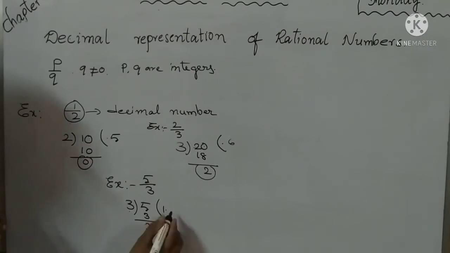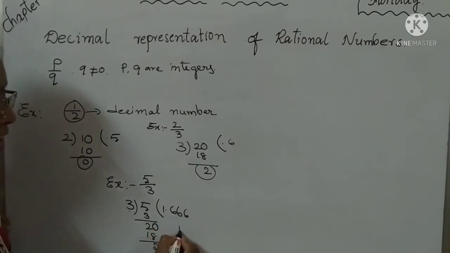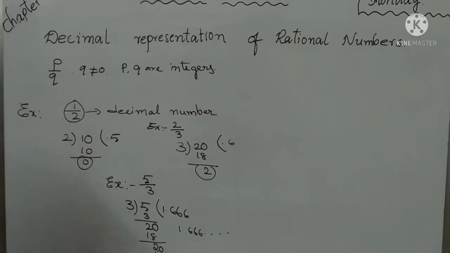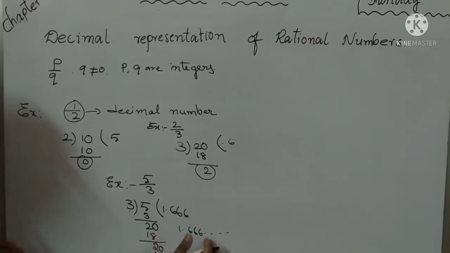How many times is 3 possible? 6 times, 6 3s are 18. Again 20 minus 18 is 2. So again take the 0. Again 6, 18. Again 2. Again 6, so here 18. The remainder 2 is there. So observe that it is 1.666 and so on. We take the 0 and 6 will come again. So it is 1.666 and so on, so we should write 1.6 bar.